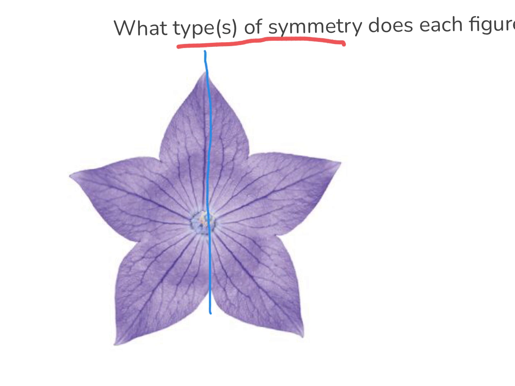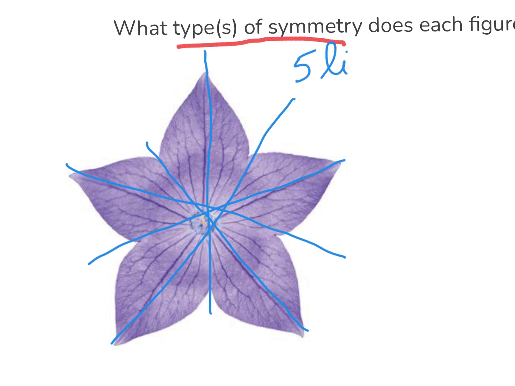And I think there's another line of symmetry right here. And another line of symmetry right here. And another line of symmetry. Each time I go from a point to the opposite sort of indent. So that gives me 5 lines of symmetry. So that is for my reflectional symmetry.